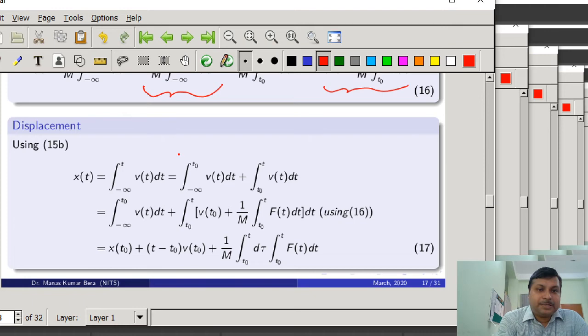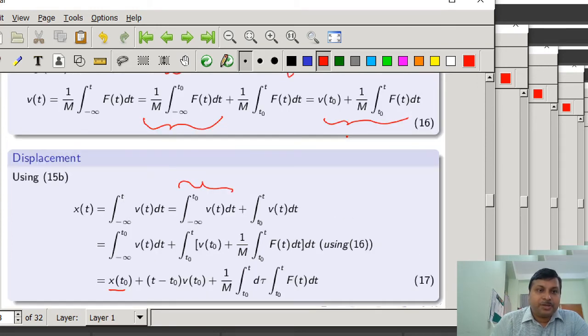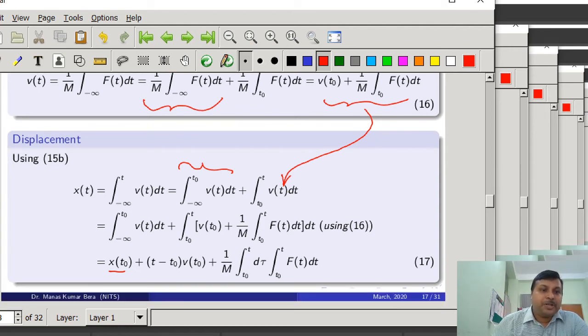So now this is representing the initial position. So we have written that initial position x(t0), and from t0 to t we have to integrate v(t) dt. So now already we found out the expression of v(t), and we will substitute this expression in the place of v(t). So now in the next line we have done that, and ultimately we have found out the expression of x(t).